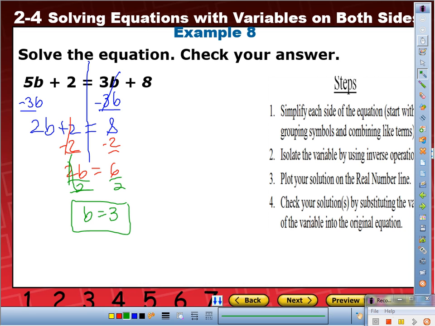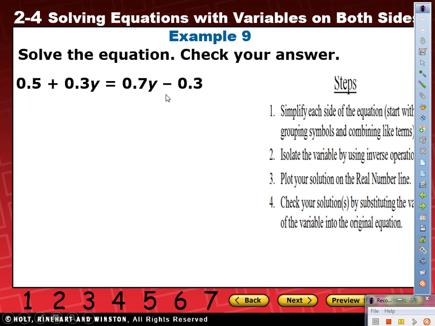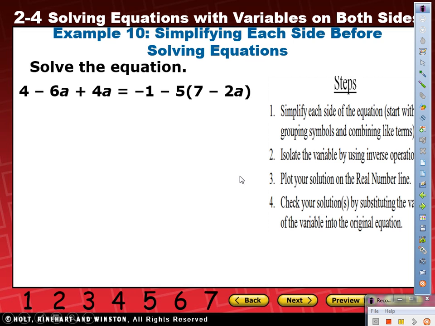Let's go to these next ones. Don't copy this one. It's the same process, but just with decimals. But I want to get to this one. Example number 10. Copy this one, please. It says, solve the equation 4 minus 6a plus 4a equals negative 1 minus 5 times (7 minus 2a), close parentheses.